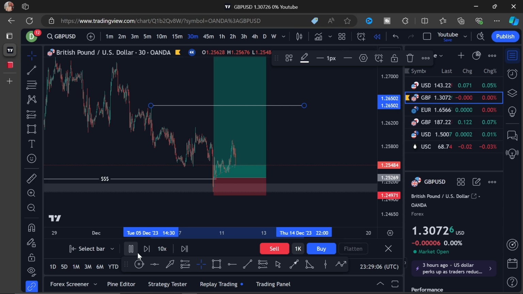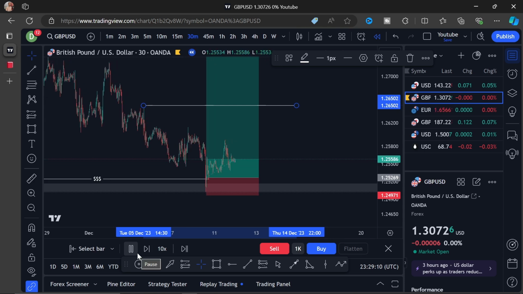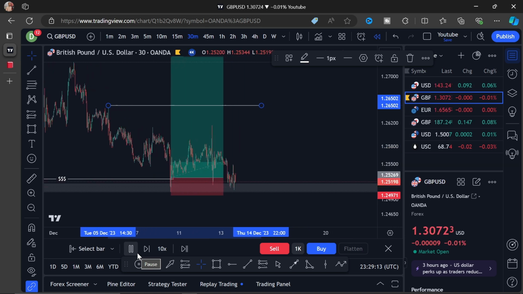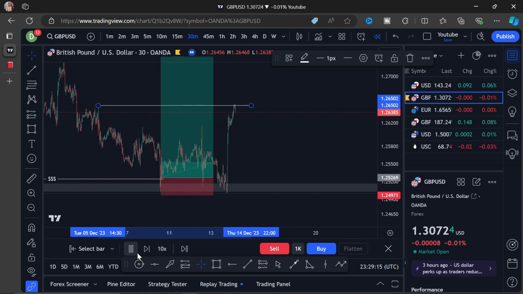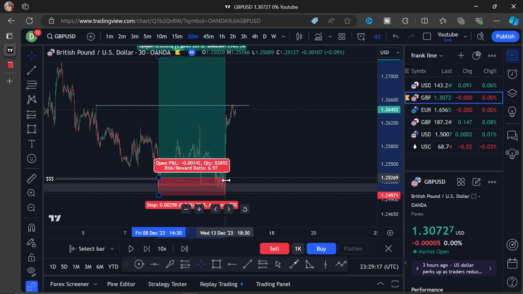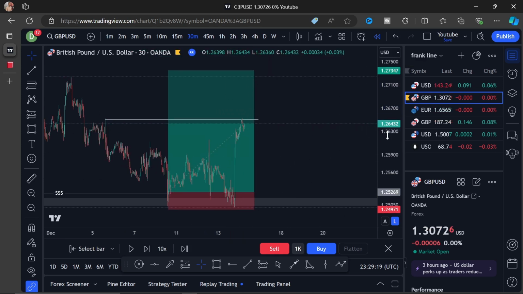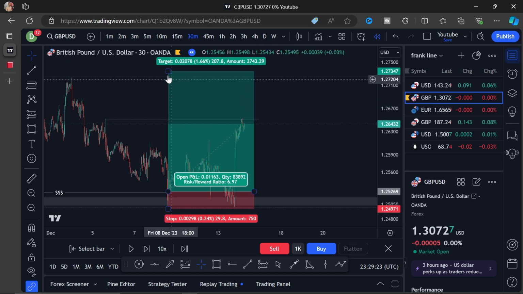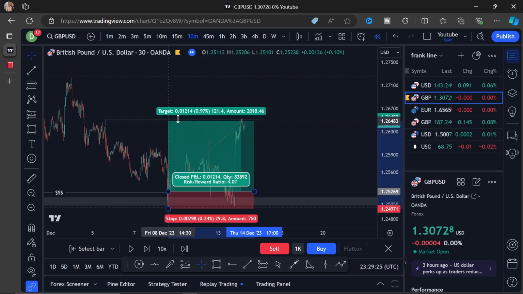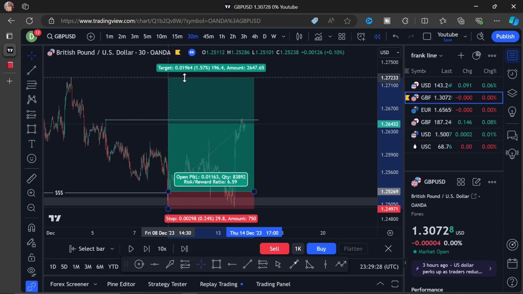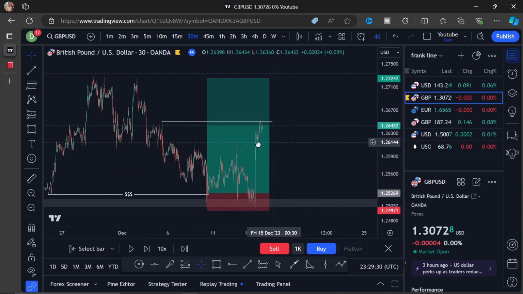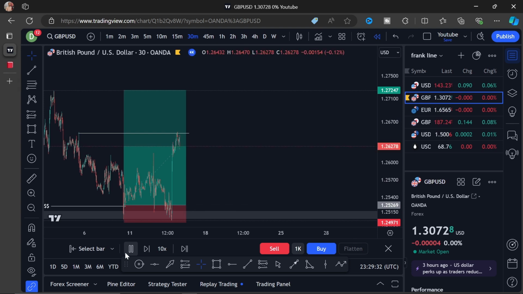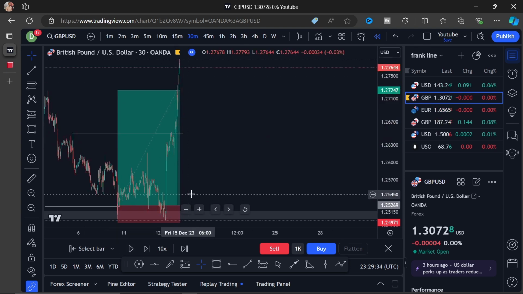This one looks like it's going to fail, but let's just watch it. Did not fail. You can see it clearly that it did not fail. Our take profit one is already triggered. That was 1:4. So now let's see how it goes. Boom. Our full trade got triggered at the end of the day.